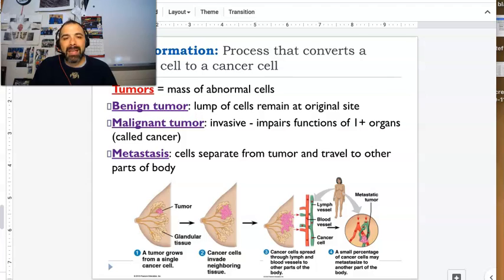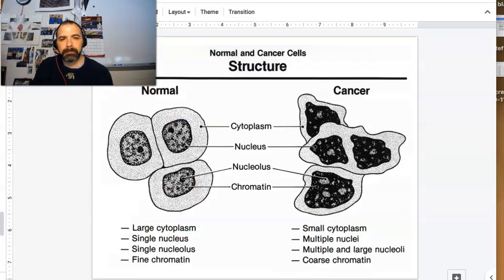A tumor is a mass of abnormal cells. A benign tumor is a lump, while a malignant tumor is invasive, and when it becomes invasive, it impairs the function of one or more organs. That's what's called cancer, because it's moved. When something metastasizes, it separates from a tumor and travels to other parts of the body.